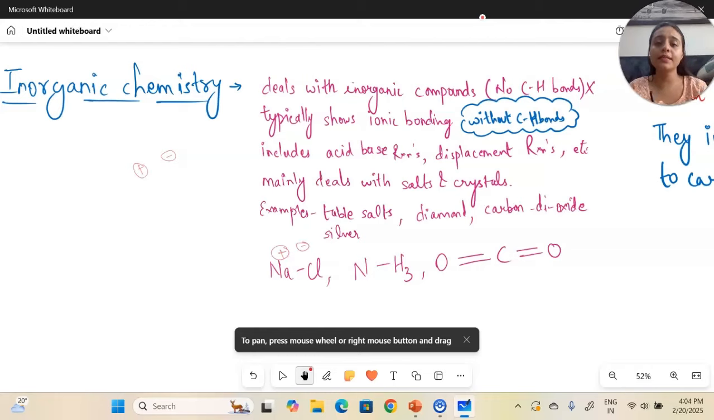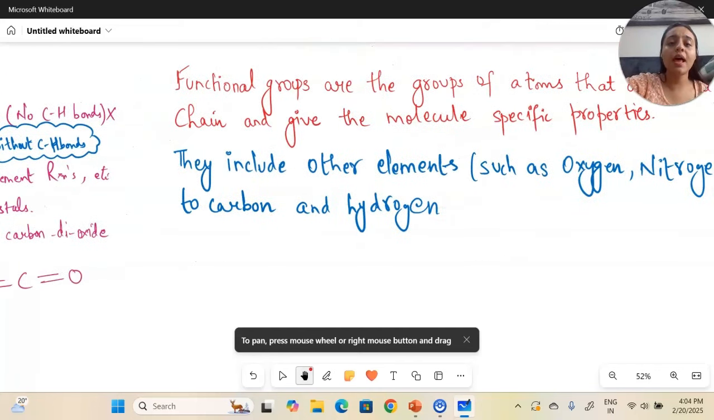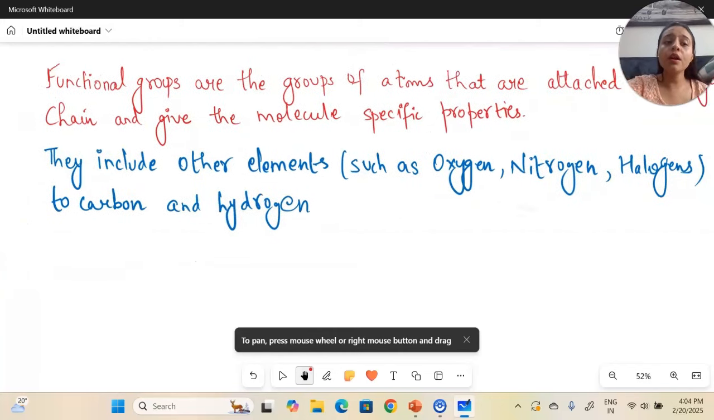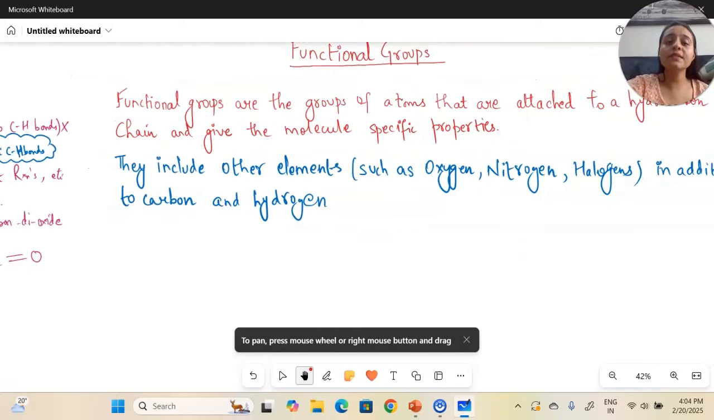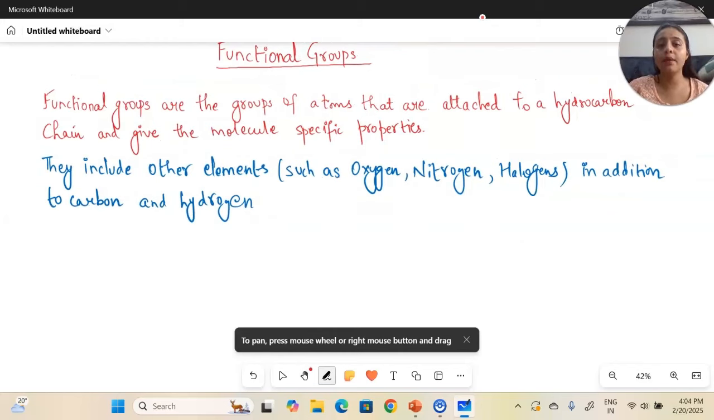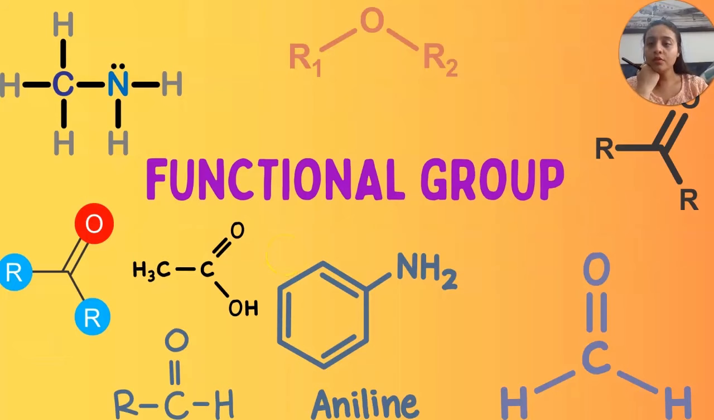Then we have alkanes, alkenes and alkynes. There is one more organic compound class, which is known as the functional groups. Now what are the functional groups? Functional groups are attached to a hydrocarbon. It means if you have a chain of C-H bonds, then these functional groups get attached to it, and they give specific properties to the compound. Sometimes they accelerate the properties, or sometimes they can change the chemical properties of a compound altogether. Let's take a look at the functional groups.